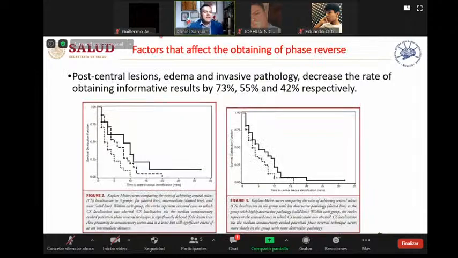There are factors that affect the ability to obtain the phase reversal, and you can see the post-central lesion, edema, and invasive pathology decrease the rate of obtaining these results. So that means that the area still is so damaged. And the time that we need to maintain this recording to obtain the central sulcus, even though it looks so simple, takes 20 minutes. So we need to be patient.